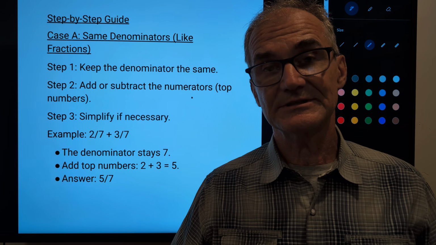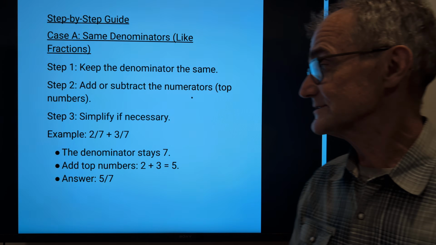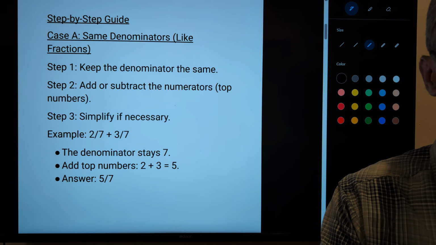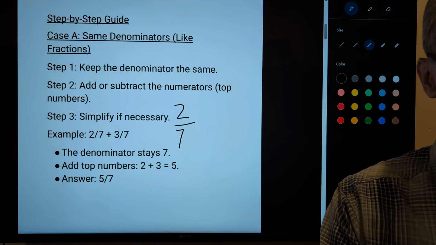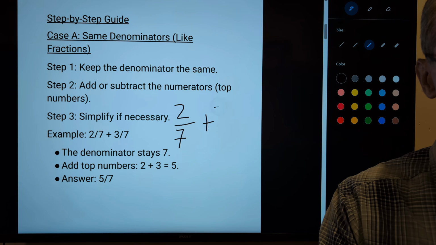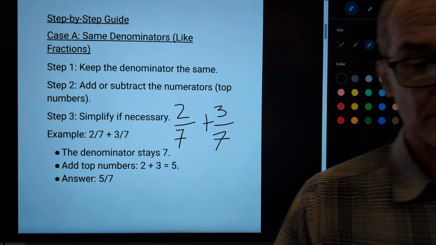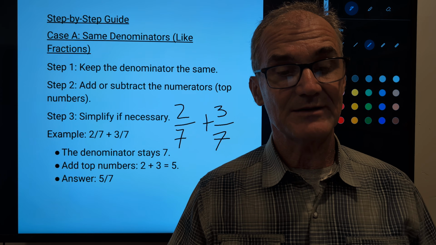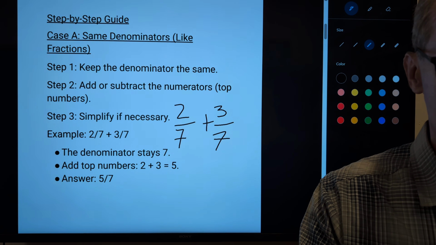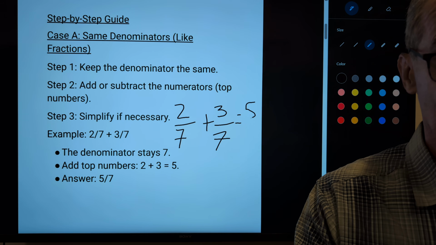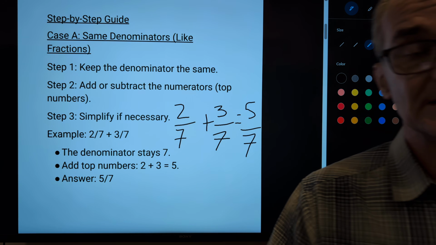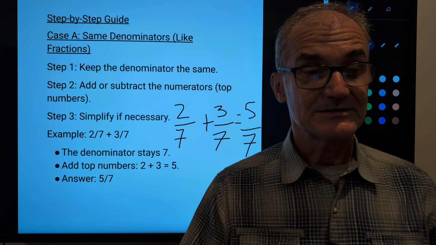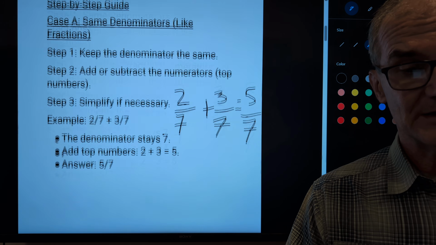So case A is really easy. The bottom number is the same. It is 7. You could write it that way, especially you'll see that on a computer. Or you could write it this way, 2/7 plus 3/7. It has the same bottom number. It has a common denominator. I just add across the top. 2 plus 3 is 5. And I keep that common denominator, a 7 right there. So that's if they have the same denominator.